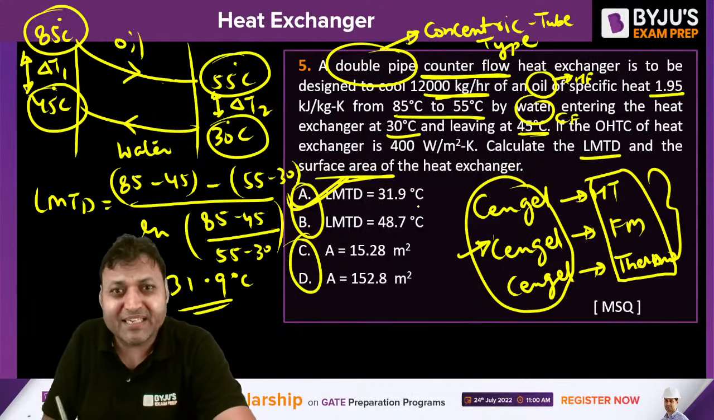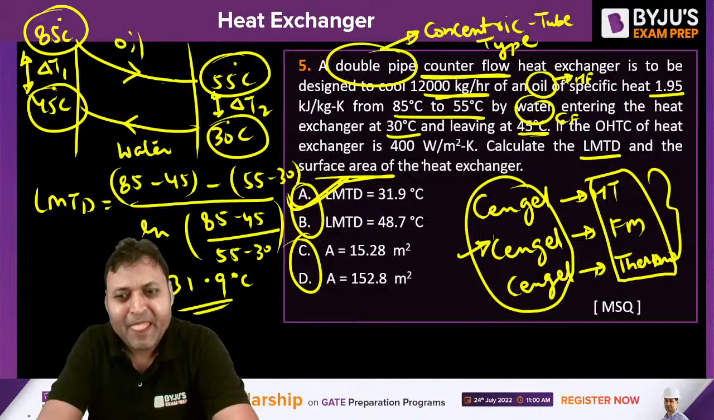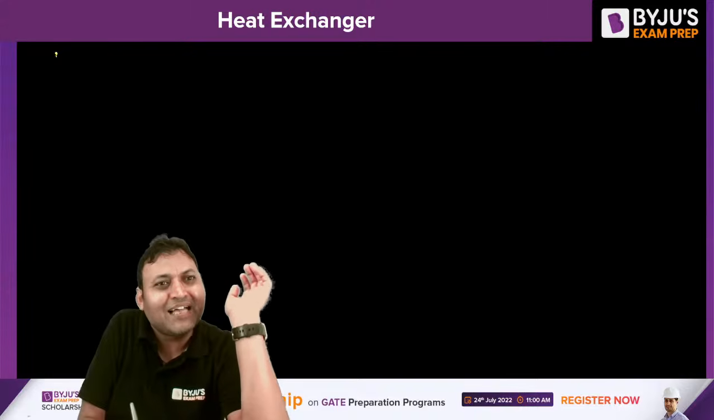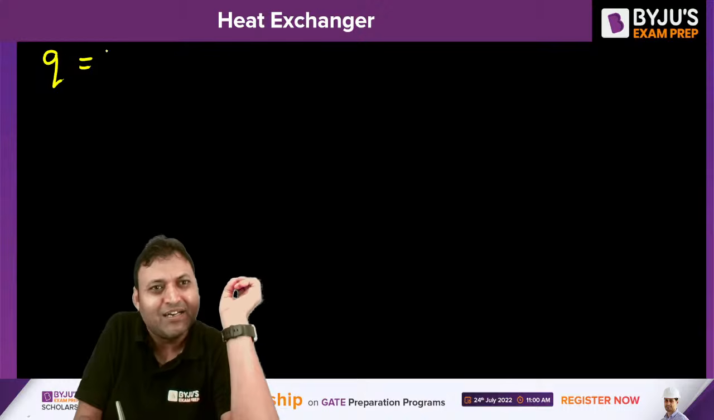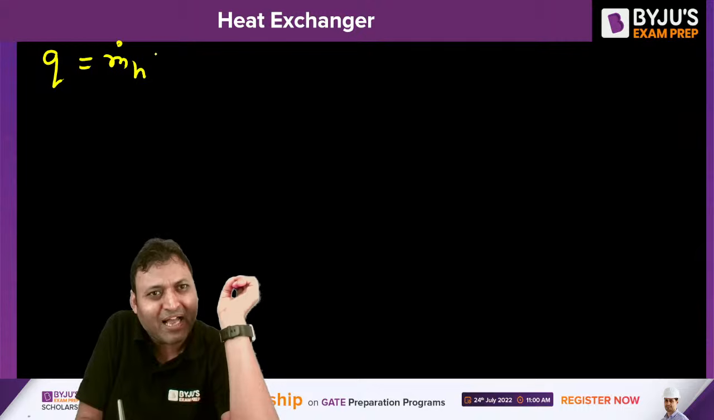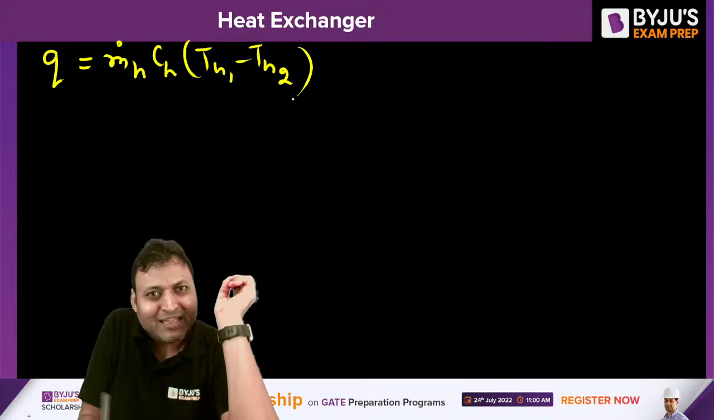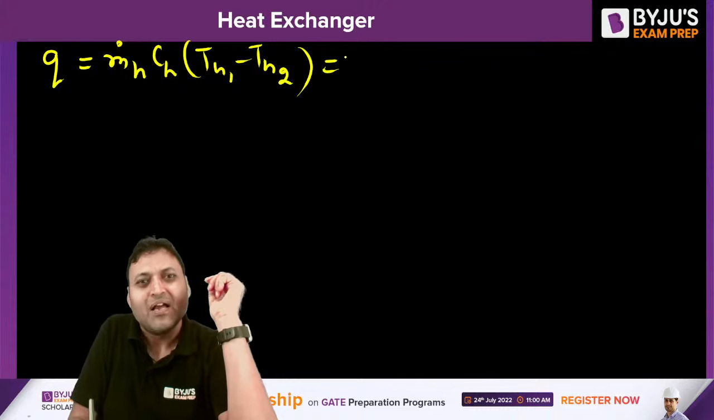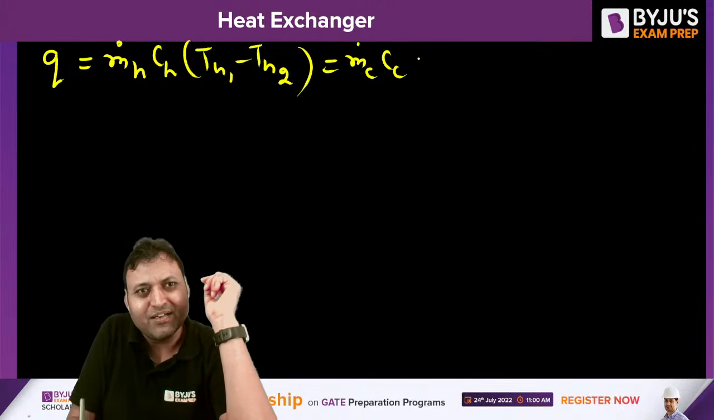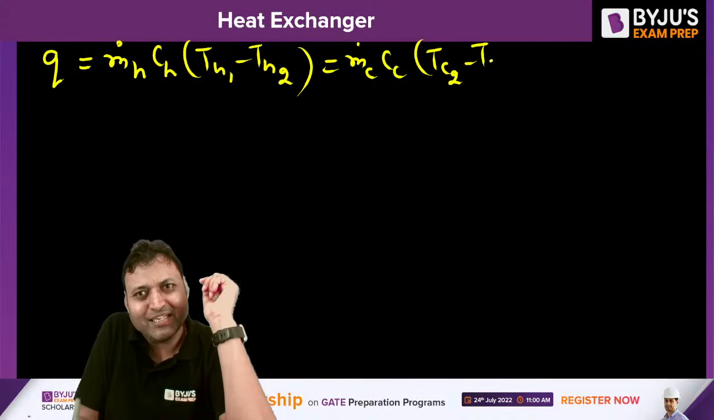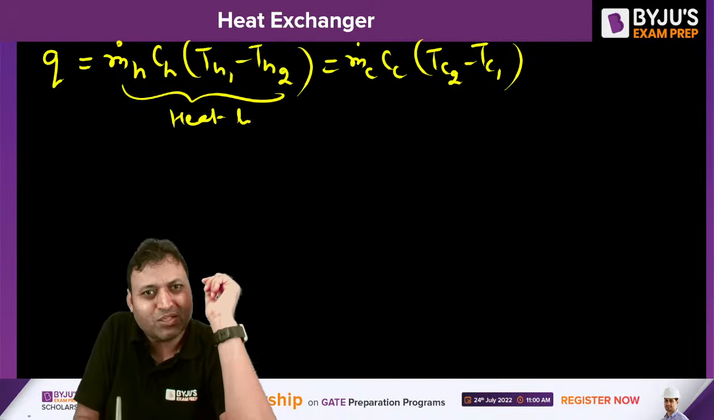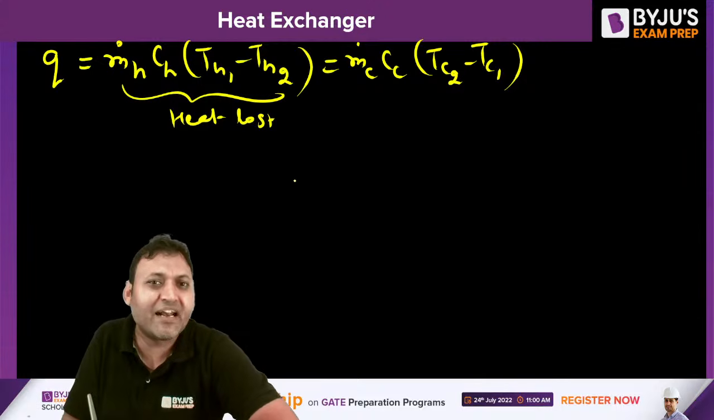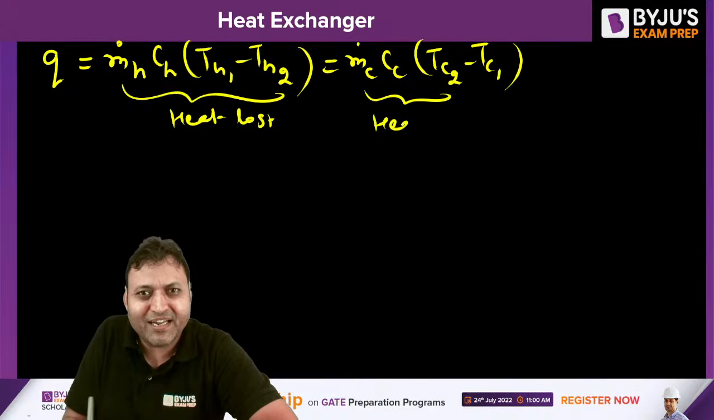Now the next part is the surface area of the heat exchanger. Now if you write the heat transfer rate Q for a heat exchanger, that can be written as m dot h into Ch into TH1 minus TH2. That is the heat loss by the hot fluid, equal to m dot c into TC2 minus TC1. That is the heat gained by the cold fluid. That is the heat lost by the hot fluid, the change in internal energy of the hot fluid. That is the heat gained by the cold fluid.